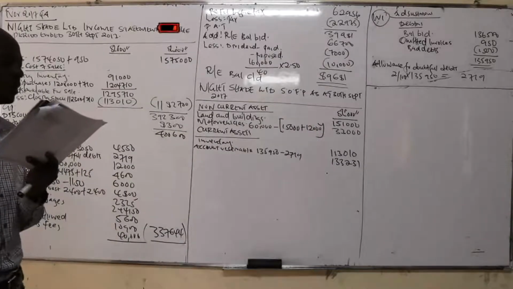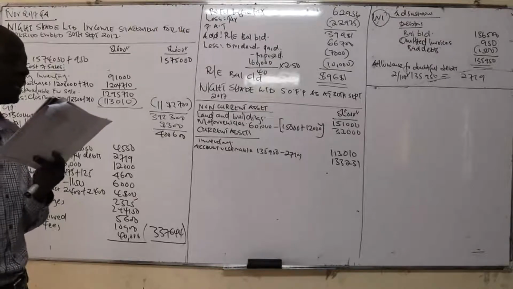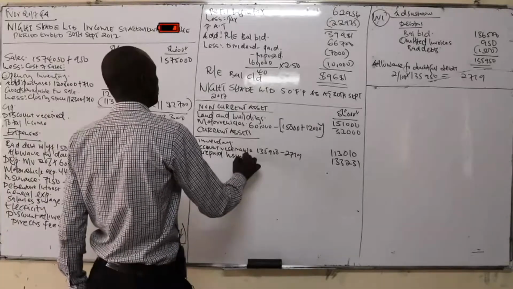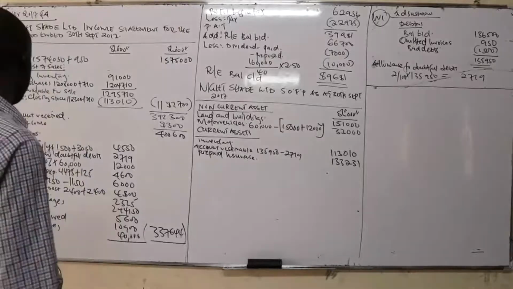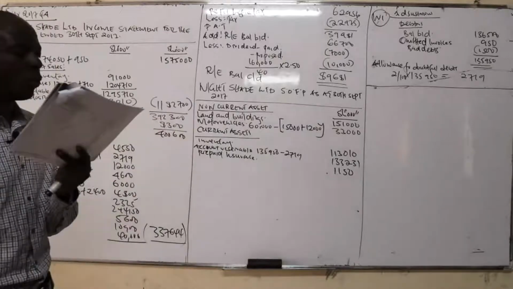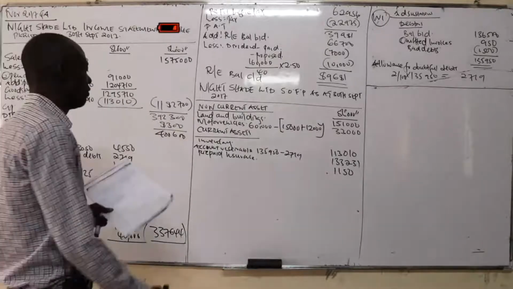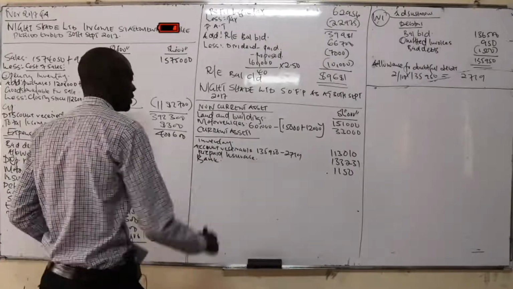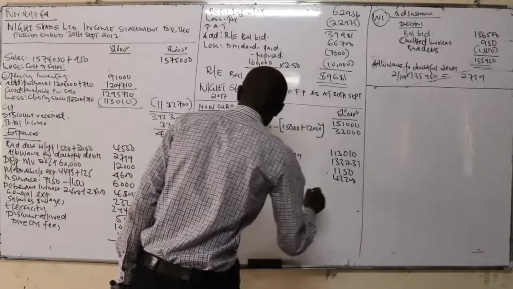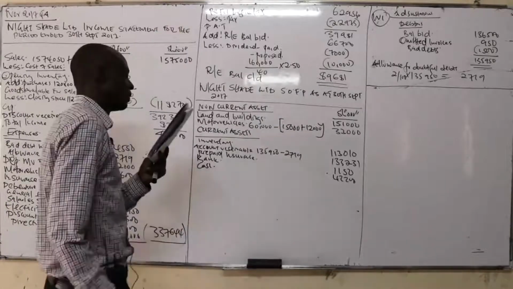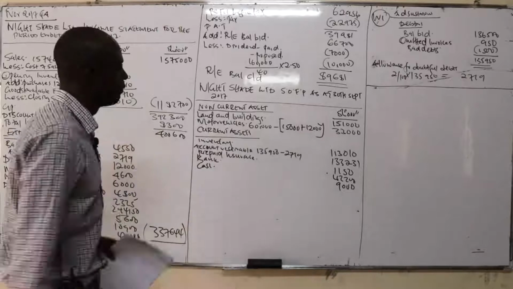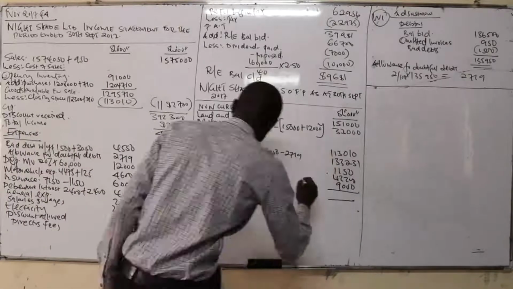And then we have prepaid insurance. How much was it? 1,150. We have bank balance. How much is it? 42,200. And then we have cash. How much is it? 9,000. Those are the total assets here. So we have total assets.